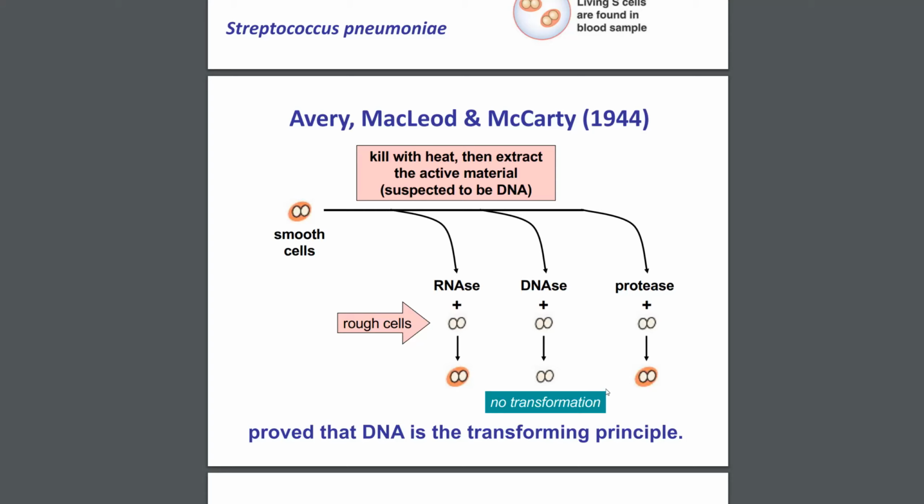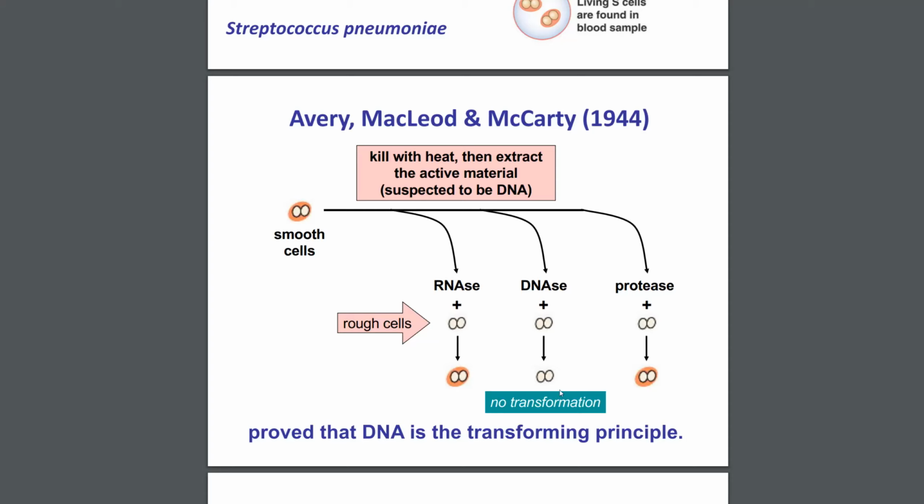Sorry, let me rephrase that. The no transformation only happened in the ones with DNase. And because of that, they were able to assume that the DNase killed off whatever the active material would have been to cause that transformation, right? Because no transformation occurred here when we added something that's supposed to cleave DNA.